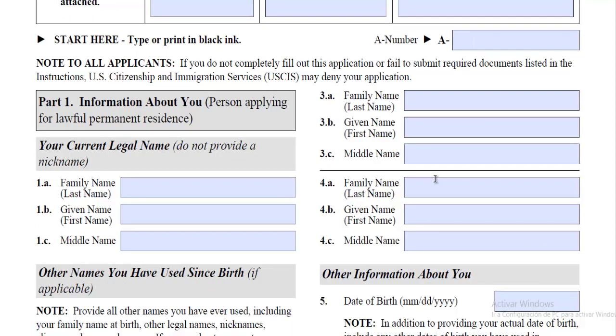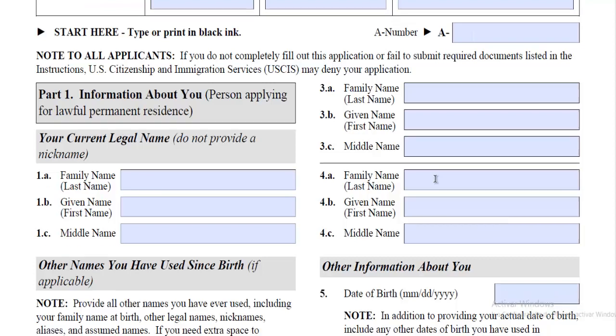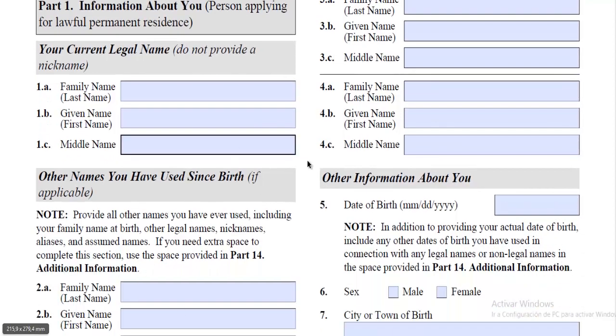As you can see on your screen, Part 1 is information about you, the person who is applying for lawful permanent residence. For your current legal name, use the name that appears on your passport, unless you have changes since getting the passport. Also supply other names that might appear on any of your paperwork. Like I said before, if you don't have a middle name, you will write N/A. You will not leave anything blank. Only there's a part in this form that you will leave blank, and it's for the USCIS officer.